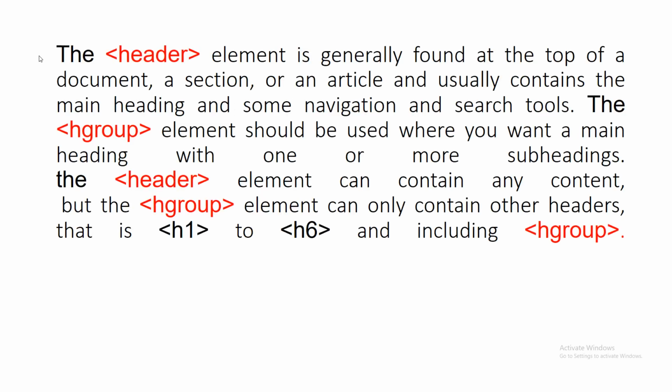Header and hgroup. The header element is generally found at the top of the document, a section or an article, and usually contains the main heading and some navigation and search tools. The hgroup element should be used where you want a main heading with one or more subheadings. The header element can contain any content, but the hgroup element can only contain other headers, that is H1 to H6, and including hgroups.